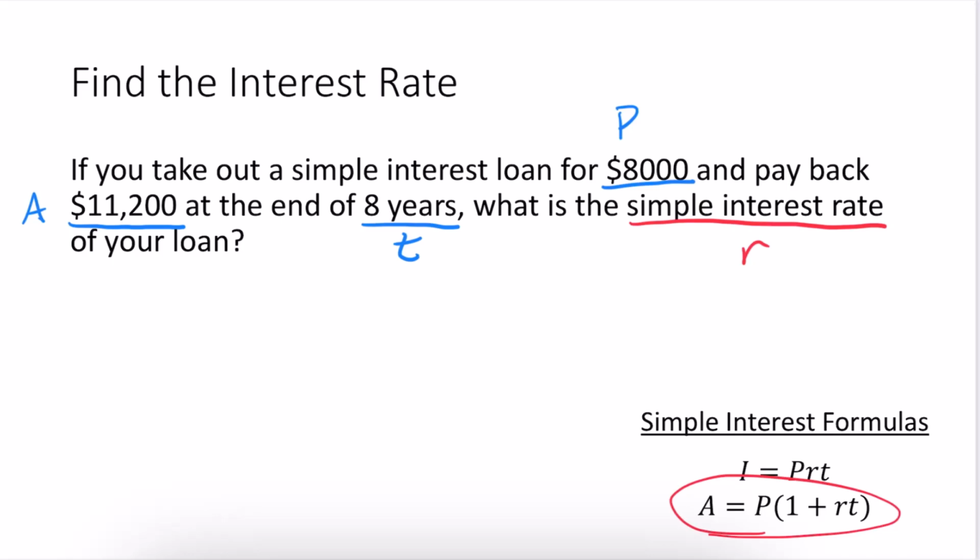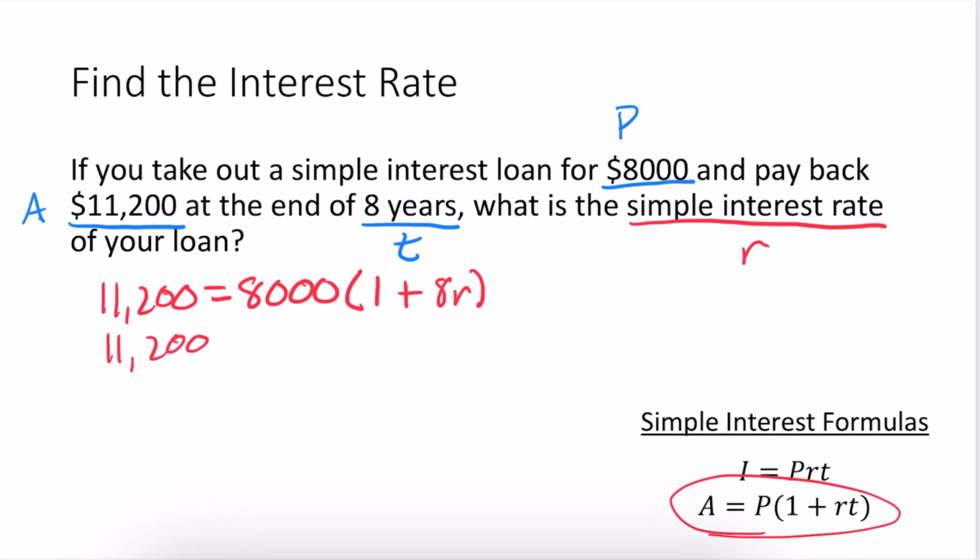So to solve this, I would do 11,200 equals 8,000 times 1 plus R times 8. So I'm going to write that as 8R. And to solve this, I'll distribute to get rid of the parentheses. And that gives me 11,200 equals 8,000 plus 8,000 times 8R, which is 64,000R.